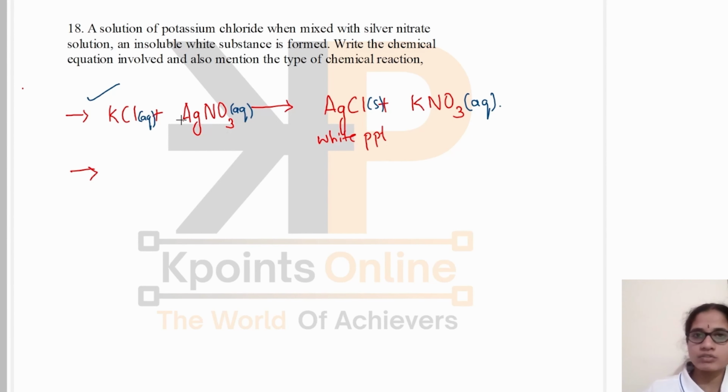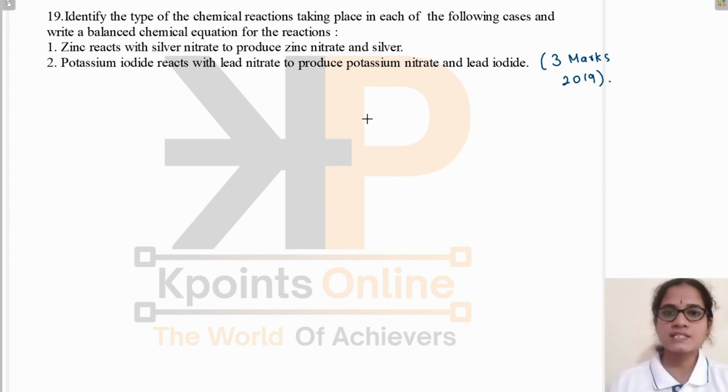Here there is exchange of ions between these two compounds. KNO3 is formed and AgCl is formed. So there is exchange of ions. It is a double displacement reaction. Chemical reactions taking place in each of the following cases, and write a balanced chemical equation for the reactions. We have to write a balanced chemical equation, and also we have to mention the type of chemical reaction.